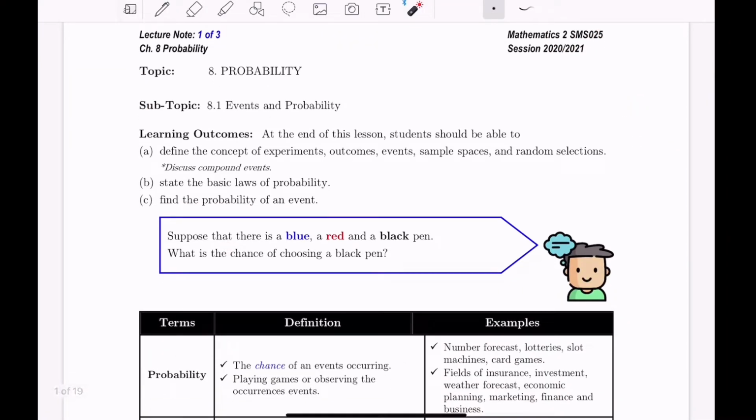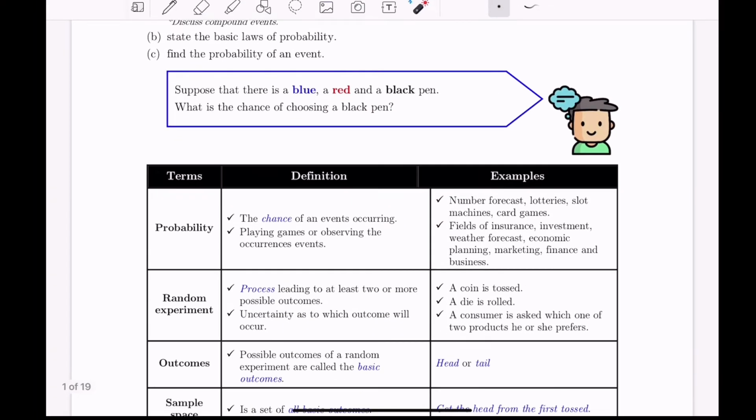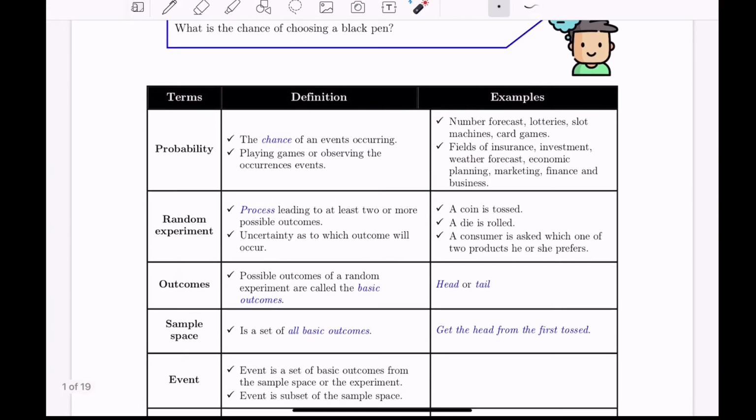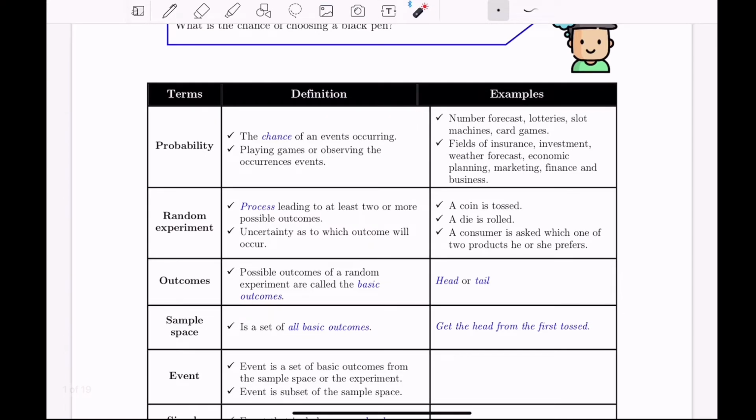Okay, so suppose that there is a blue, a red, and a black pen. What is the chance of choosing a black pen? That is an example of how you use probability. So the definition of probability is the chance of an event occurring, playing games or observing the occurrences of events. For example, probability is used widely in number forecast, lotteries, slot machines, card games. It is also used in fields of insurance, investment, weather forecast, economic planning, marketing, finance, and business.